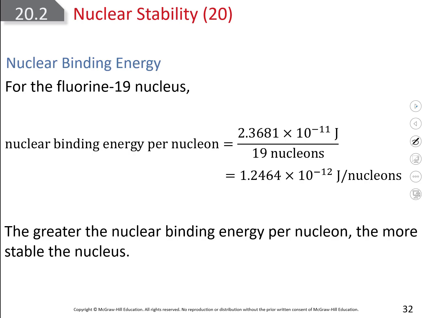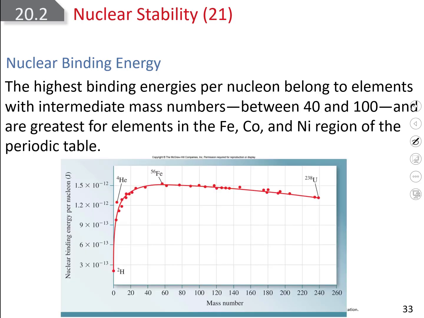So if we were to compare this, a graph here, as our mass number is increasing down here on the x-axis, here we're comparing the nuclear binding energy per nucleon. And as we can see, as we increase the mass number, the nuclear binding energy per nucleon will also increase. And then it starts decreasing a little bit. There's uranium-238, which we know is not very stable.